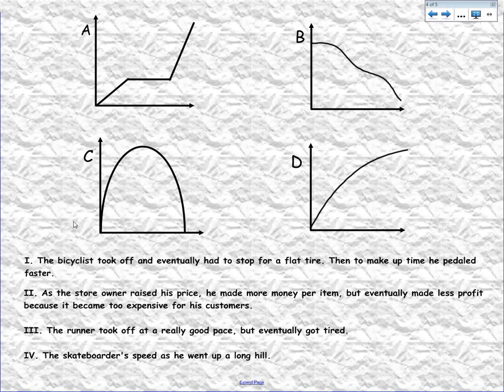Okay, so let's look at the first situation described. The bicyclist took off and eventually had to stop for a flat tire. Then, to make up time, he pedaled faster.